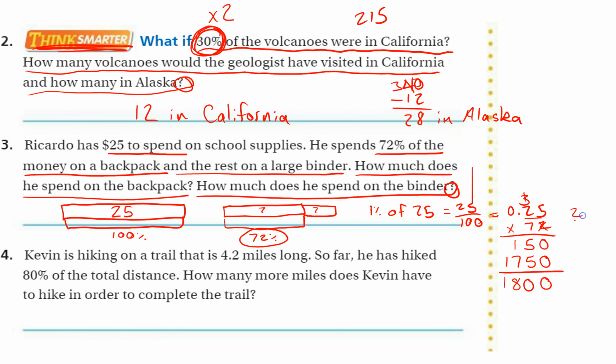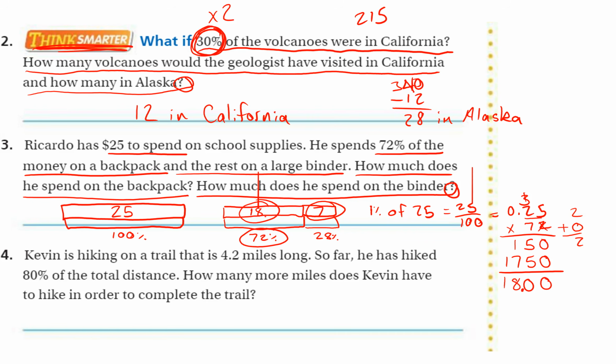And I have 2 numbers behind the decimal, 0 numbers, so I got to move my decimal over twice. It's going to go between the 8 and the 0, so 72% is going to be $18. And now I just subtract, and that will tell me the rest is $7. And the rest is going to be what percent? 28%. So how much does he spend on the backpack? $18. How much does he spend on the binder? $7. All right, on to number 4.